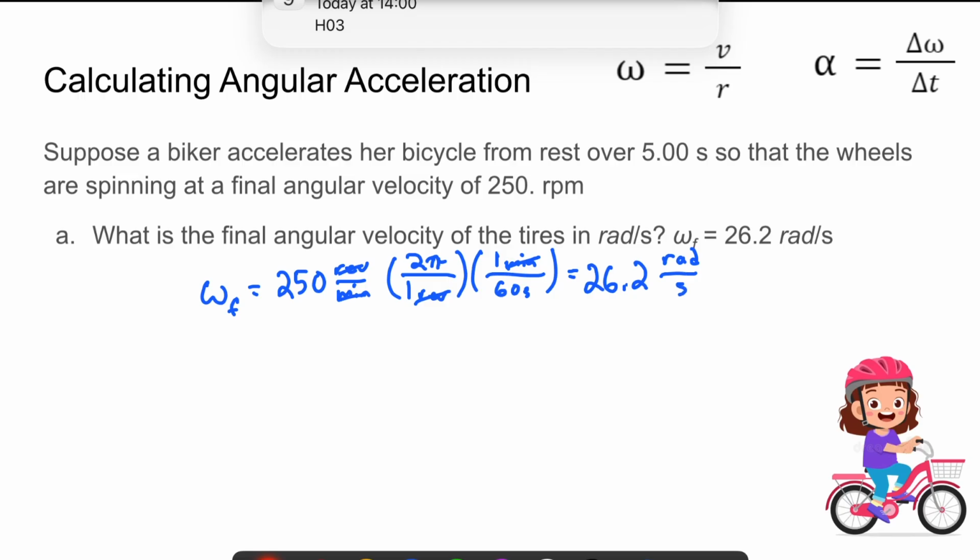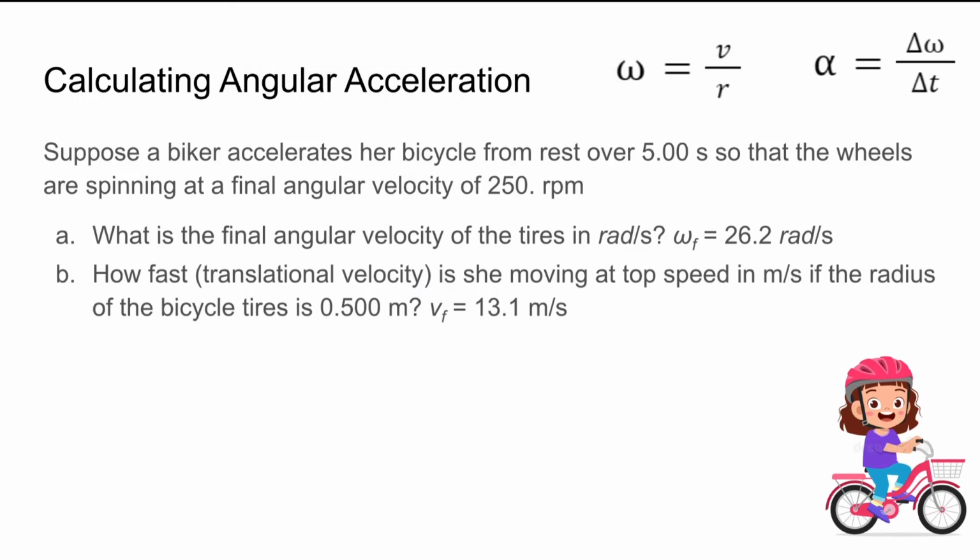And again, if you wanted to ignore radians, that's perfectly fine. Radians aren't really a unit. So how fast will her bicycle be moving? Because we know that if her tires are rotating at a certain angular velocity, then her bicycle will be moving forward translationally.